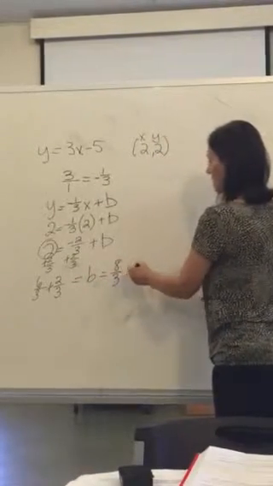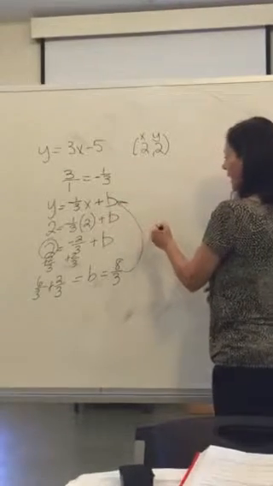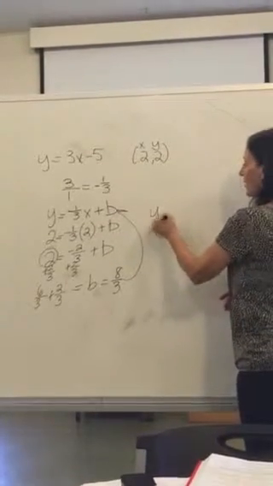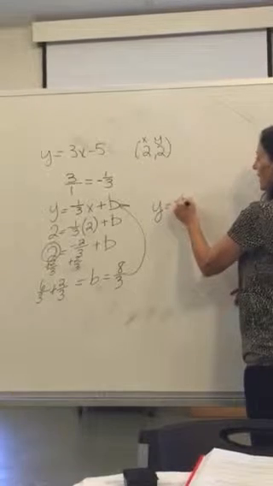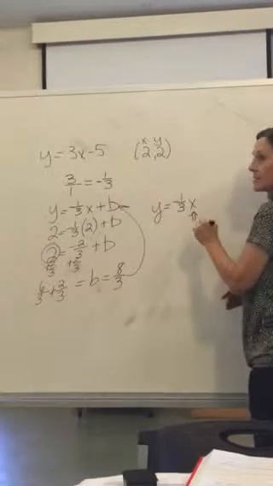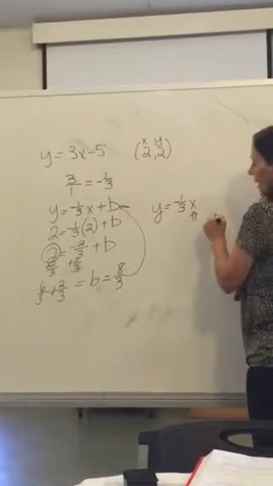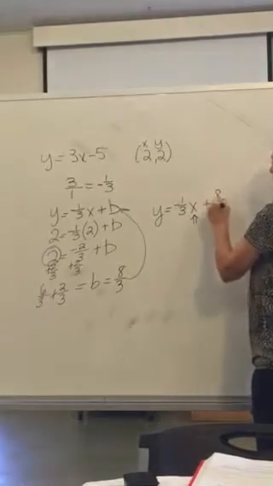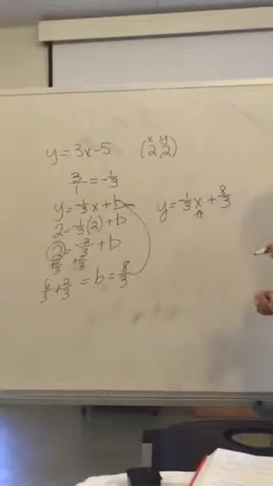I then go into substitute it in for b, and my perpendicular line, the equation is y equals negative 1/3 x. Many of you forget to write x there after the slope. Plus 8/3. Okay?